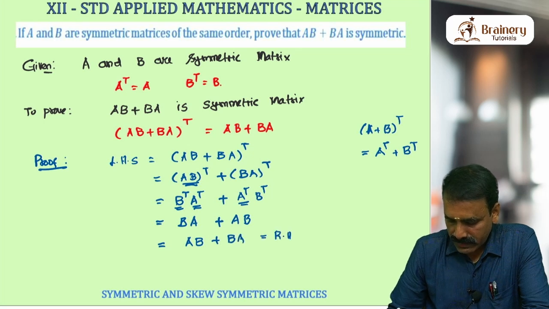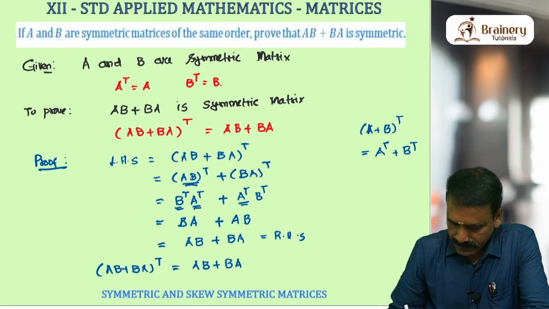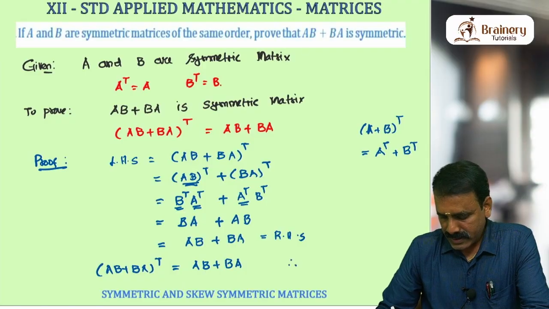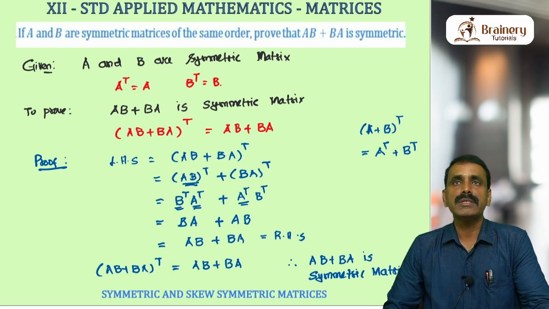So what do we conclude now? We conclude that AB plus BA whole transpose is equal to AB plus BA itself, which implies AB plus BA is a symmetric matrix.